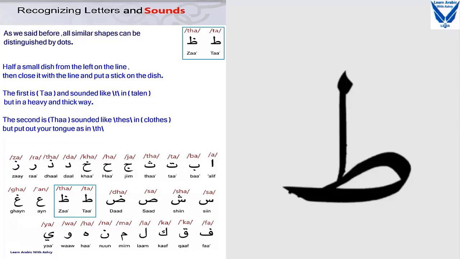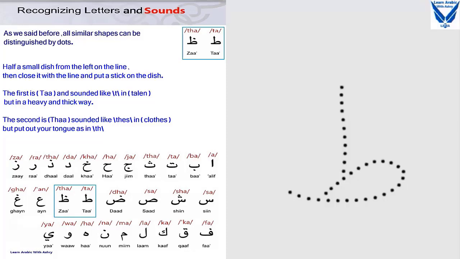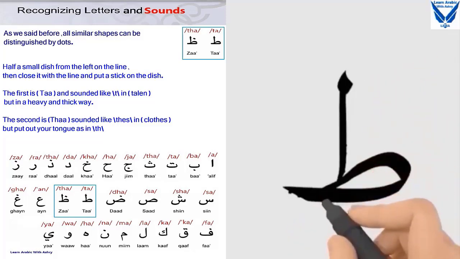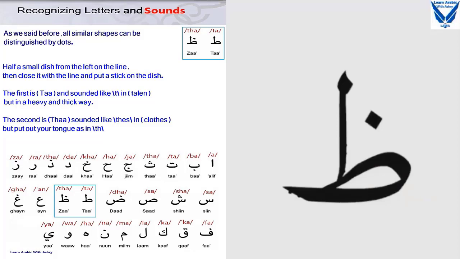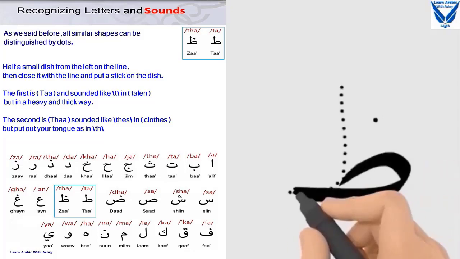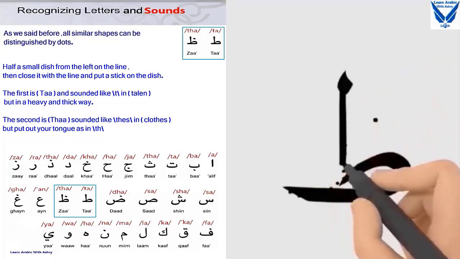This family is written as a half a small dish from the left on the line, then close it with the line and put a stick on the dish. The first is Ta, and sounded like T in talent, but in a heavy and thick way. The second is Za, sounded like this in Kuludis, but put out your tongue as in the.